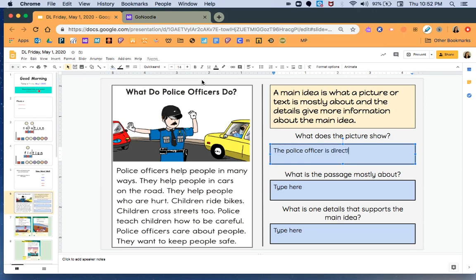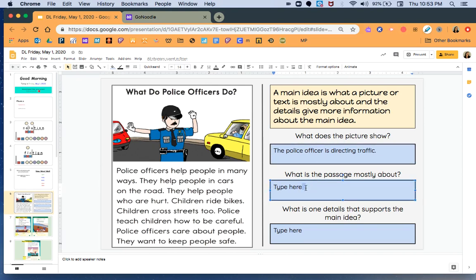is directing traffic. And you know how when we were at school and the buses would leave at the end of the day, you could always see the police officer who would be waving the buses to go through quickly and stopping the other people? That's what this police officer is doing right here.